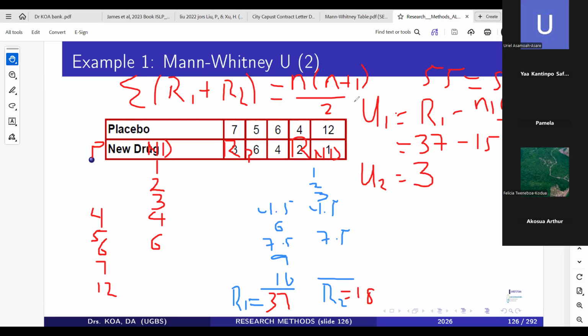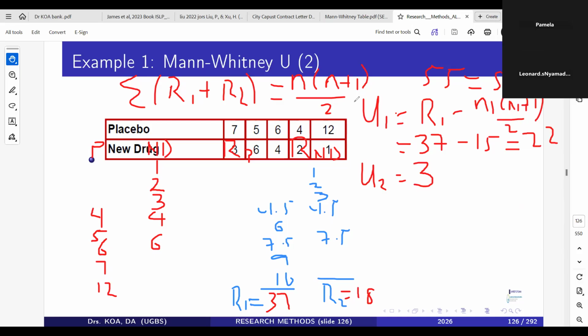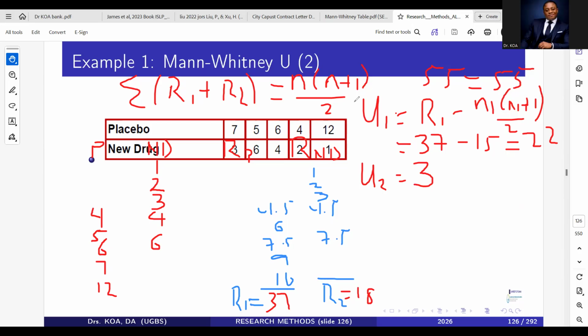If you didn't know how to calculate U2, we can show you that. So what led to the 3? What minus what? What minus 15? 18. 18 minus 15. So guys, you have U1 and you have U2.